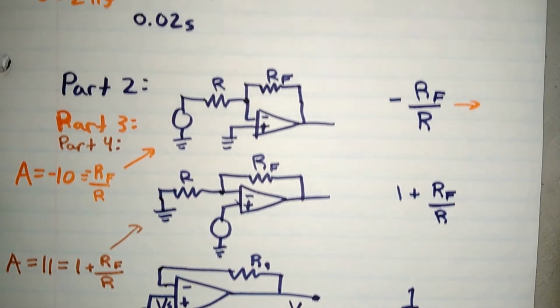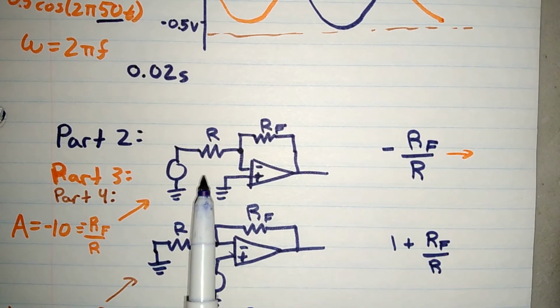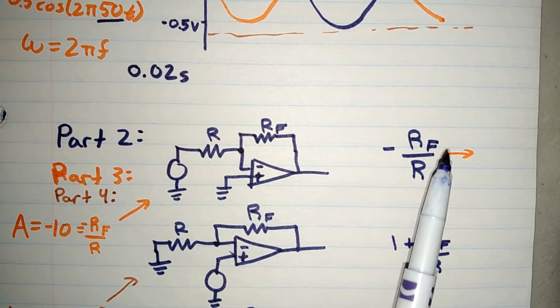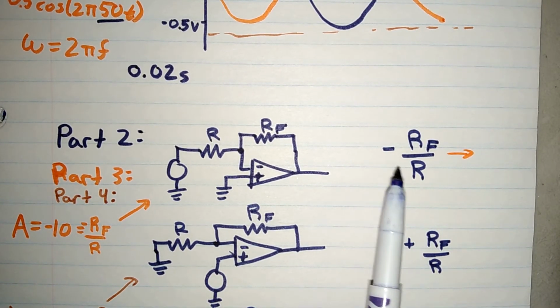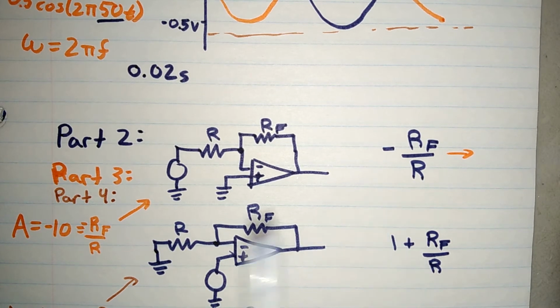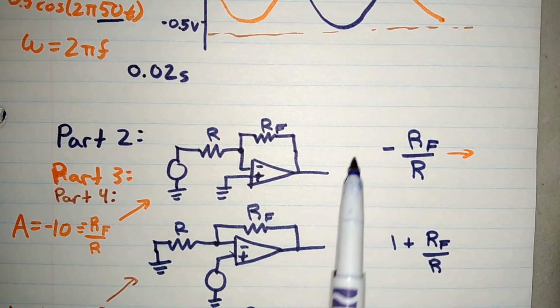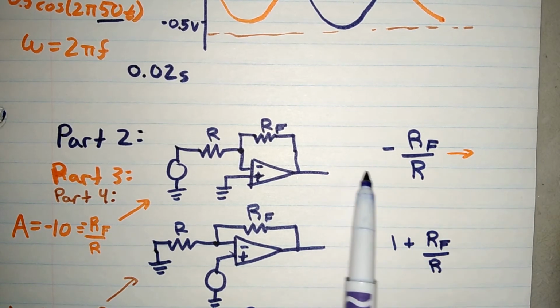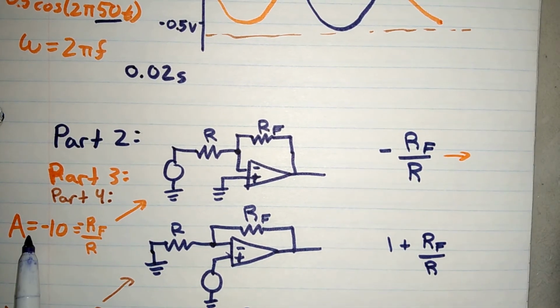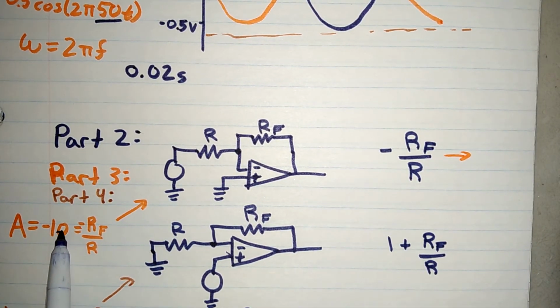For part 3, we had to use this circuit diagram over here, and find the value of RF, given that you had to use a 10K for R, and that you want a gain of -10. So gain would be V out over V in. So if you divide by V in, you're left with this, and that is A, and that must equal -10, which must equal negative RF over R.